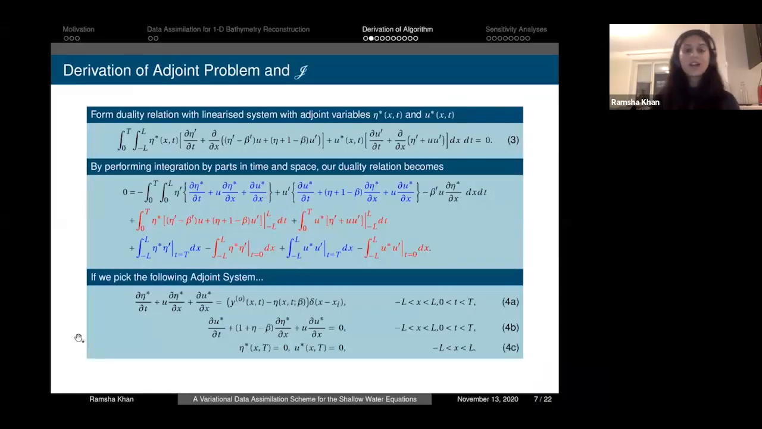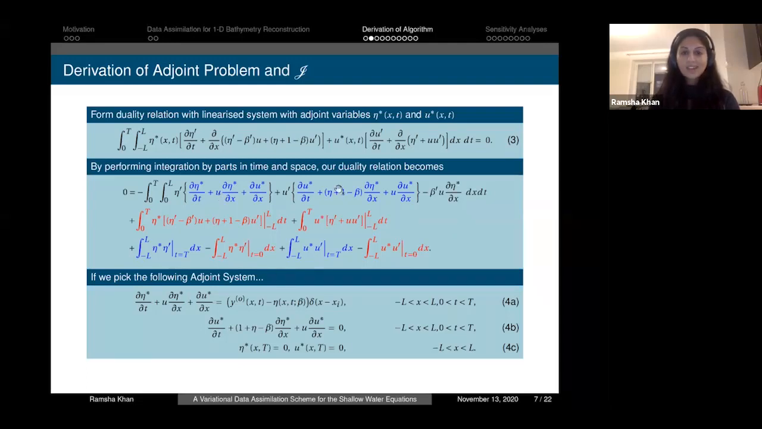So a quick summary of how we did that: we took our shallow water equations, which you saw earlier, and linearized them about this perturbation beta prime. So eta prime and u prime are the deviations in eta and u given the perturbation beta prime. And then we formulate this duality relation with some adjoint variables and our shallow water constraints. And then integrating this duality relation by parts, we end up with this expression here where the terms highlighted in red go to 0 due to our periodic boundary conditions in space and the initial conditions of our forward system.